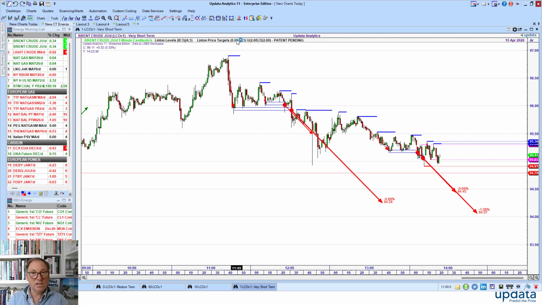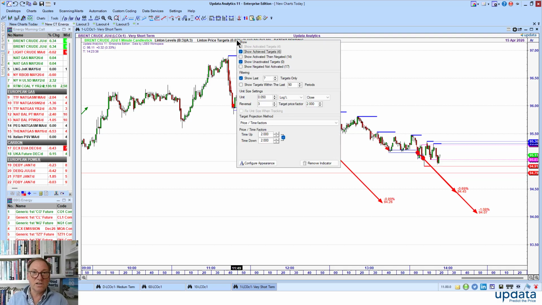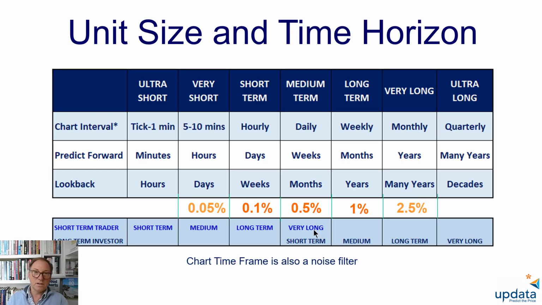Now, if I increase the unit size, you can just click here, and that would reduce the number of targets. And then on the weekly charts, I'd use 1%, and you can go up to even longer term, and then right down to the short term as well.